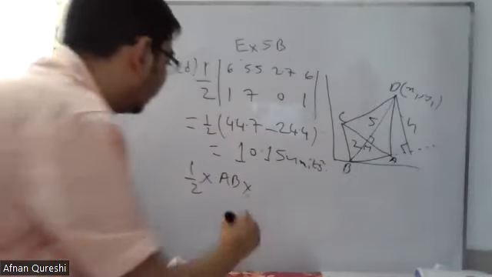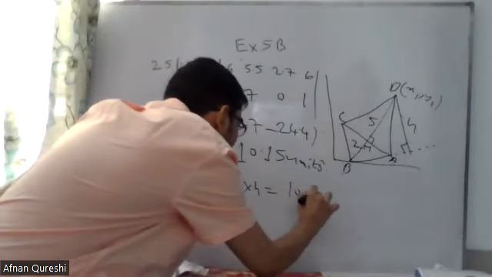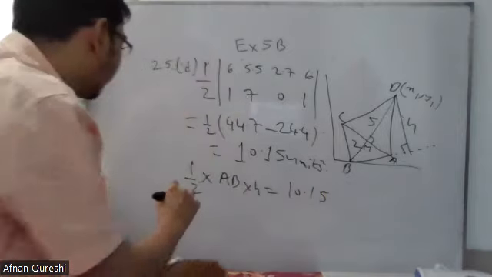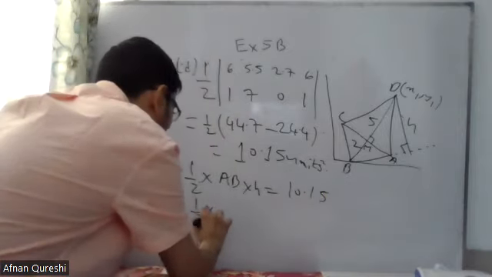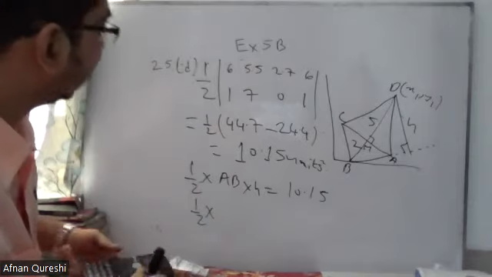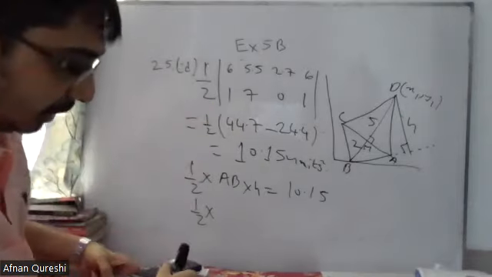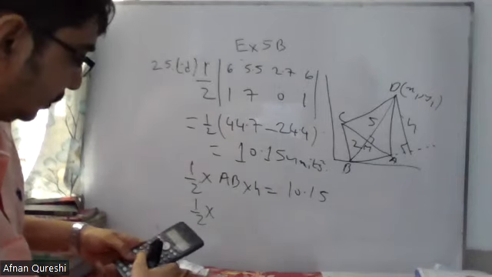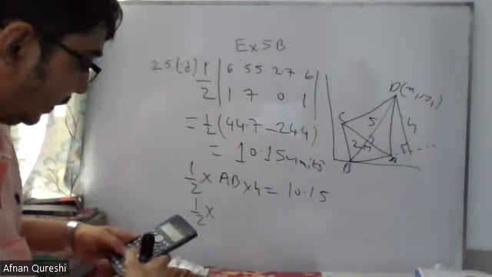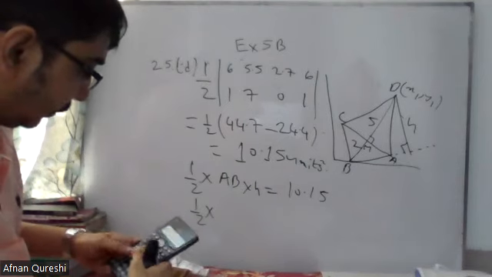Now, in order to find this height, half AB into the perpendicular distance from D to AB, which is what they're looking for, is equal to this area, 10.15. So what is the length of AB? I can easily find it. This is the coordinates of A, this is the coordinates of B. So square root of 6 minus 5.5 whole square plus 7 minus 1 whole square.